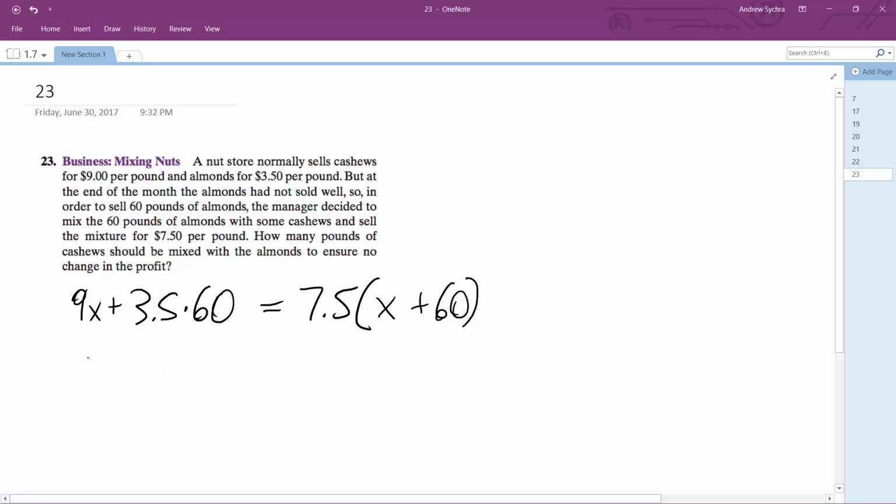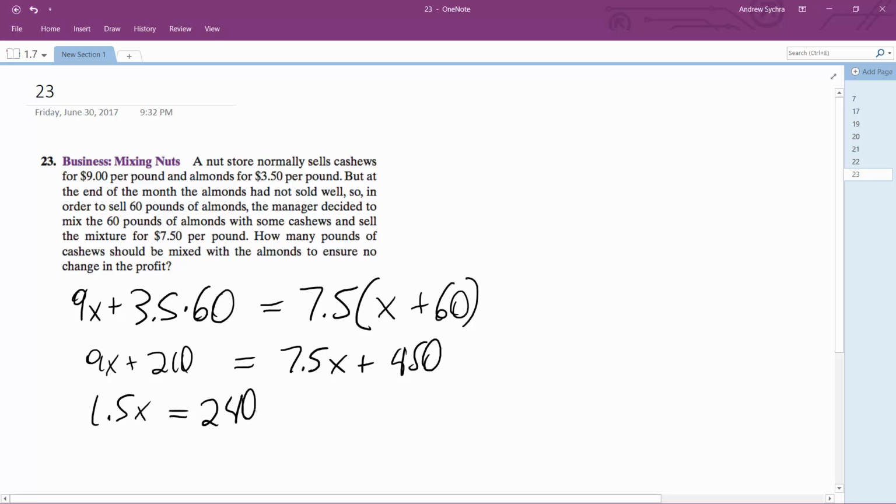So solving this, we get 9X plus 210 is equal to 7.5X plus 450. So subtract this over here, we get 1.5x, then subtract 210. 450 minus 210 gives us 240. Divide through by 1.5, and we get x, which is the amount of almonds we need to mix, or excuse me, cashews. We need 160 pounds of cashews.